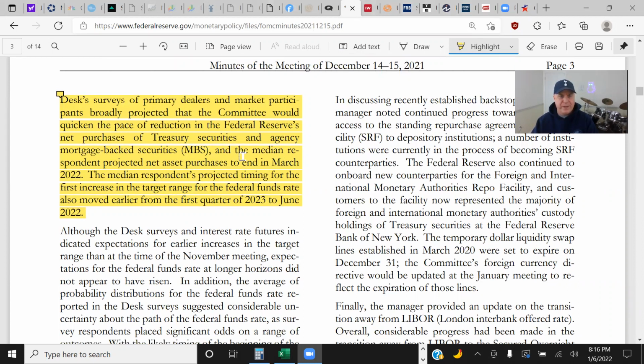What they were saying was that the median respondent projected net assets per share, and in March 2022, the median respondent's projected timing for the first increase in the target range for the federal funds rate also moved earlier from the first quarter of 2023 to June of 2022.